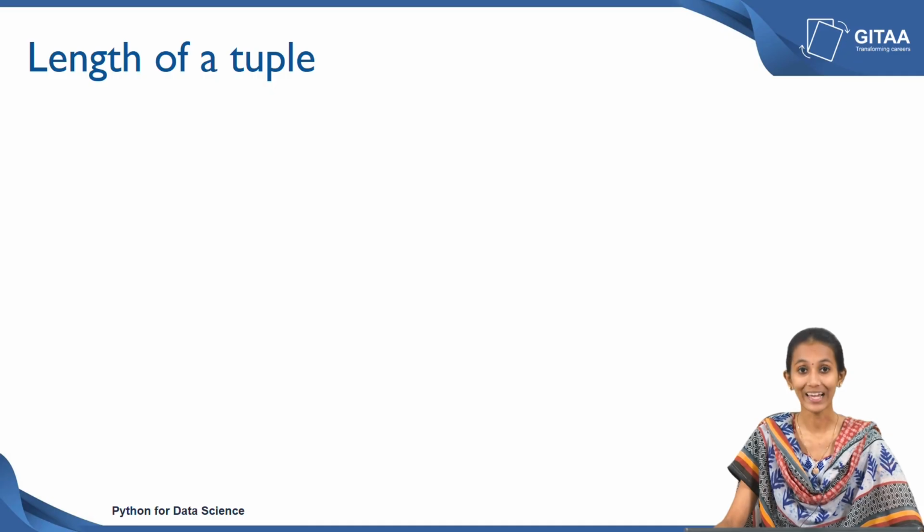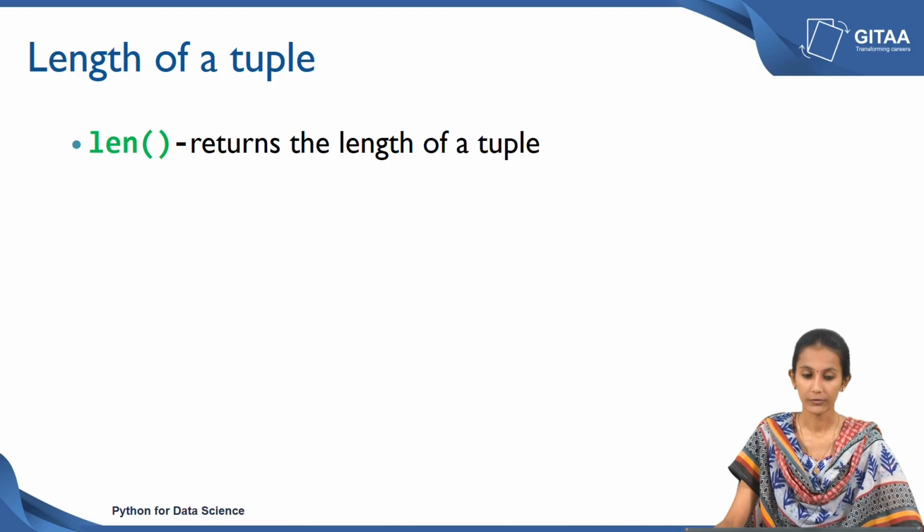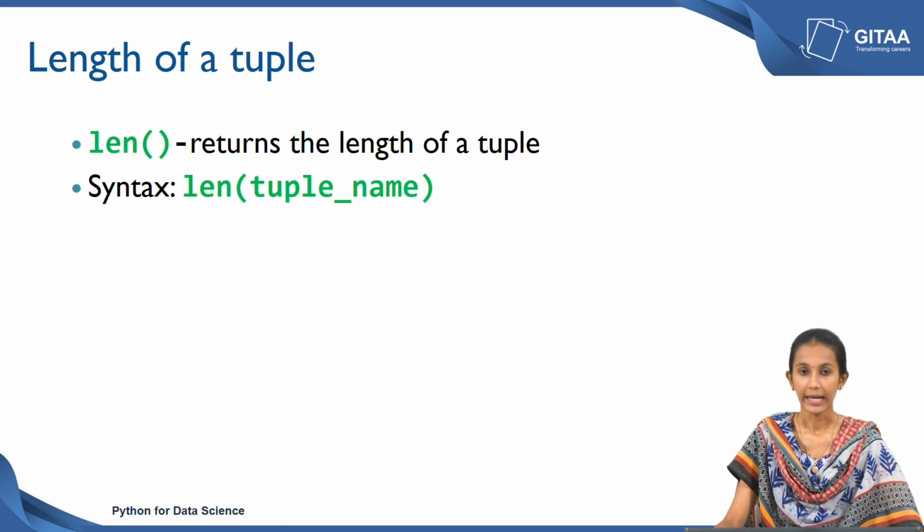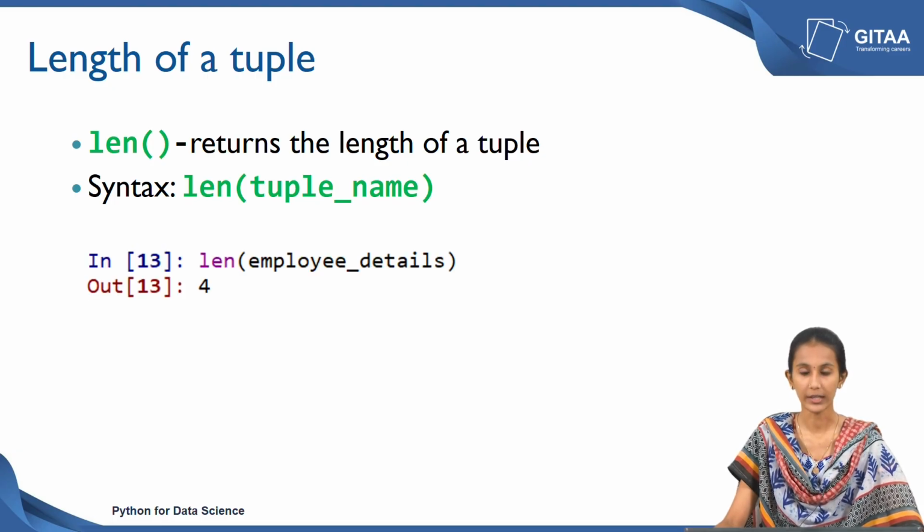Let us say I wanted to calculate the length of a tuple. If you have more elements in the tuple when you create it, and I wanted to check the length of the tuple, the command is len. It basically returns the length of the tuple, which means the number of elements in the tuple. The syntax is len followed by the tuple name which you have declared earlier. In our case our tuple name is employee_details. If you give len of employee_details, it returns a value of 4, which means you have 4 elements in the tuple. Basically we have ID, employee name, age and the salary details.